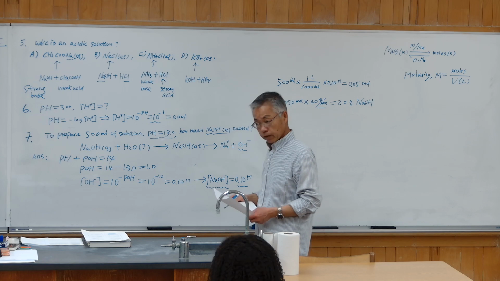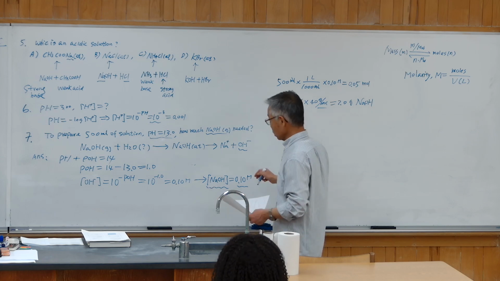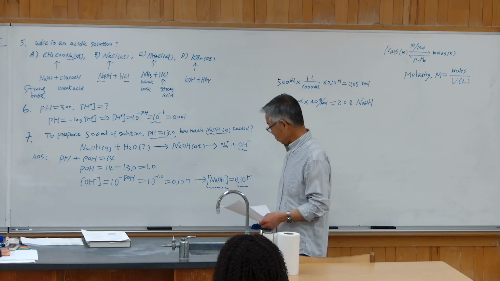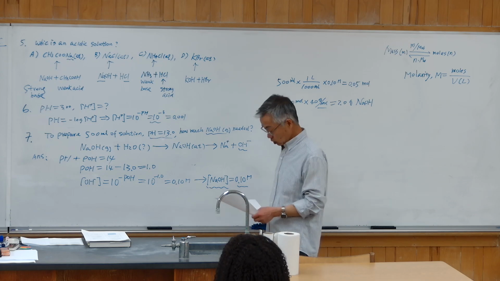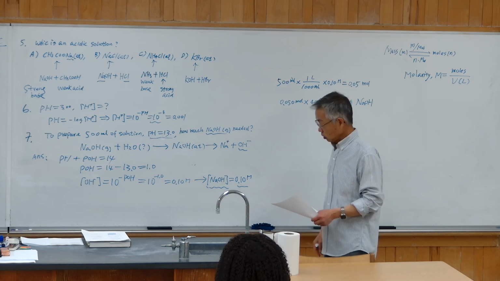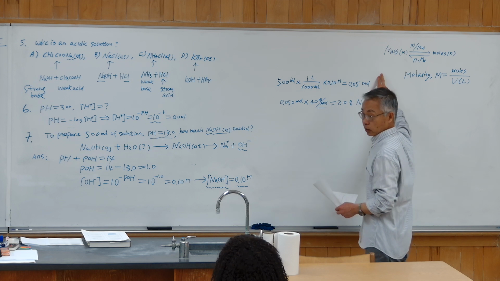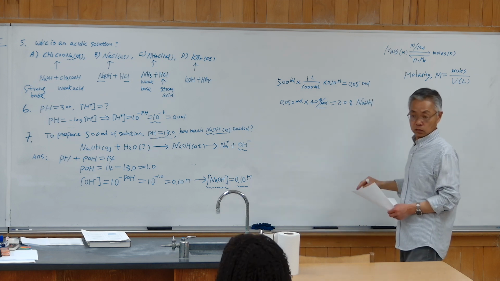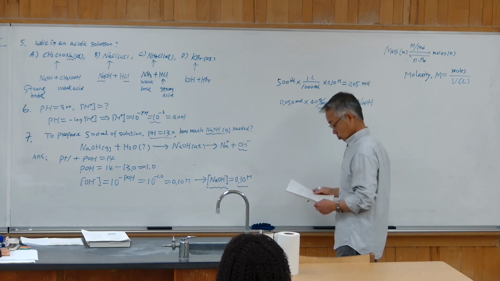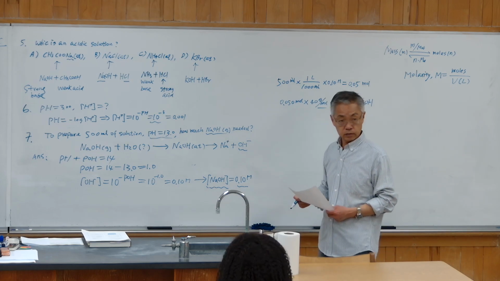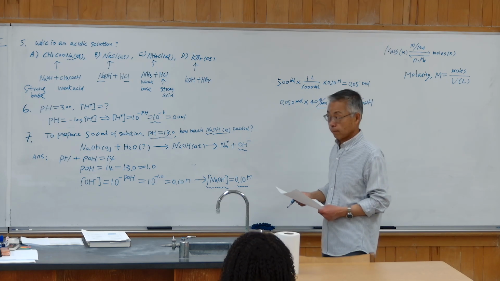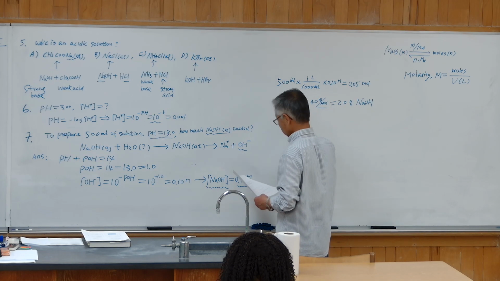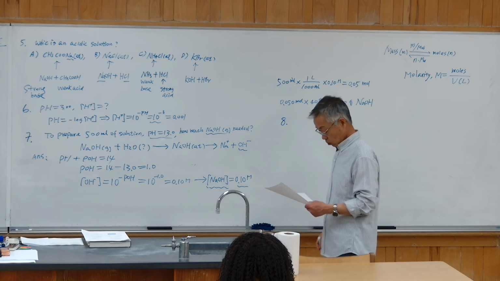Each step is worth some points. If you figure out the pOH, you get 1 point. If you figure out the NaOH concentration, you get another point. If you figure out the moles, you get another point. The final step is one more. Are you okay with this? Then next one.